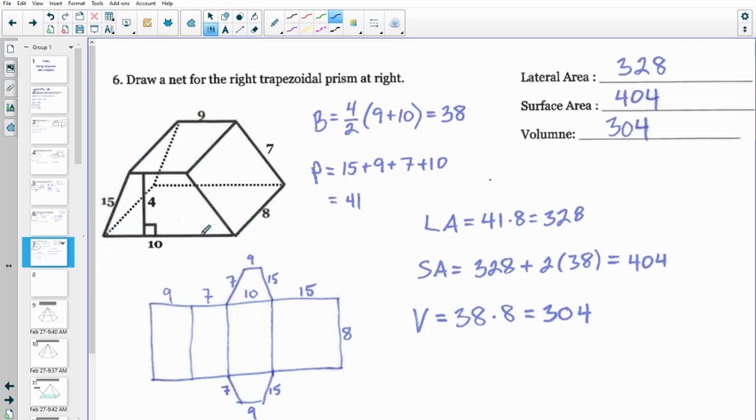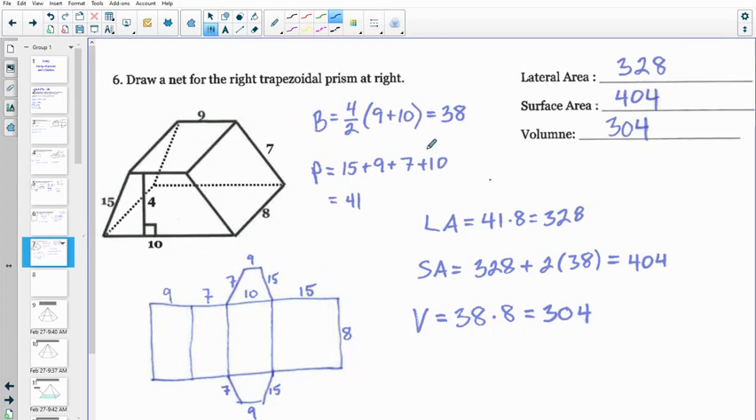The 4 sides of the trapezoid make up the perimeter of the trapezoid. 9 plus 7 plus 10 plus 5. There's my perimeter of 41. And so my lateral area is 41 times 8, 328. Total surface area, we'll take that lateral area and add on the area of the base.